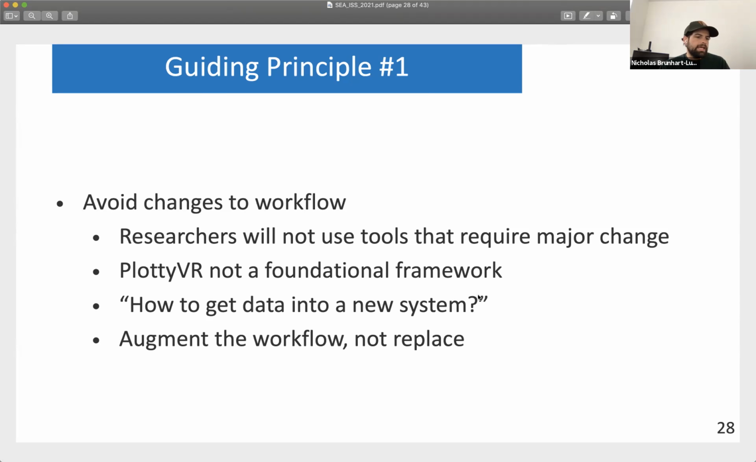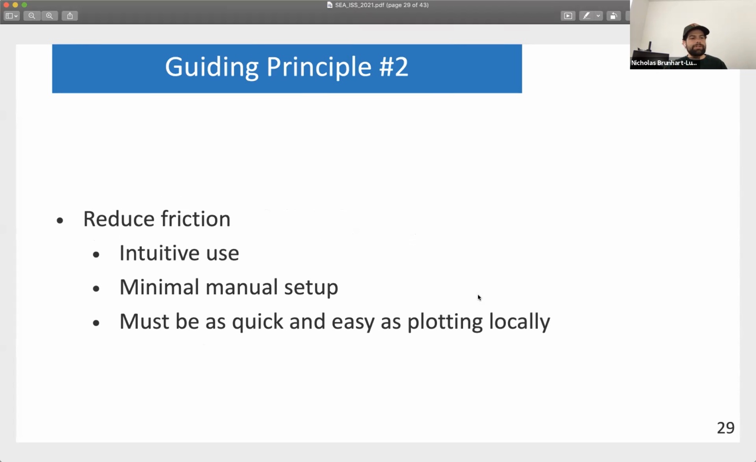It's just terrible. I should mention this is also in addition to the challenges of trying to learn how to use an immersive space. So this prospect can be quite daunting. So we want to minimize changes to existing workflows. We also want to reduce friction.